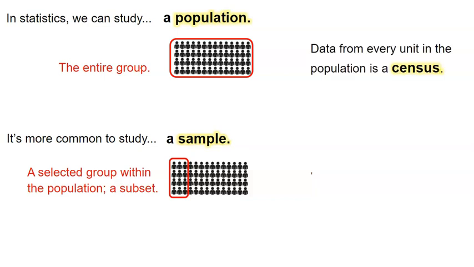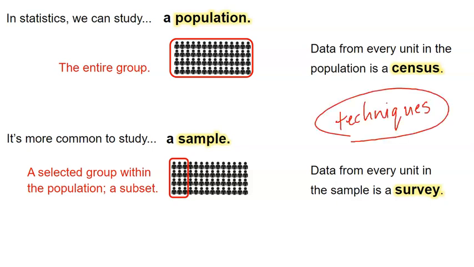Data from every unit in the population is a census. But data from every unit in the sample is a survey. So these are the techniques for collecting the data. It's important you understand in data collection, a survey doesn't just refer to a questionnaire that you complete. In data collection, a survey is the technique for collecting information from the sample.